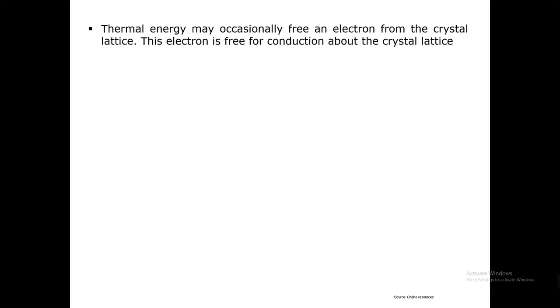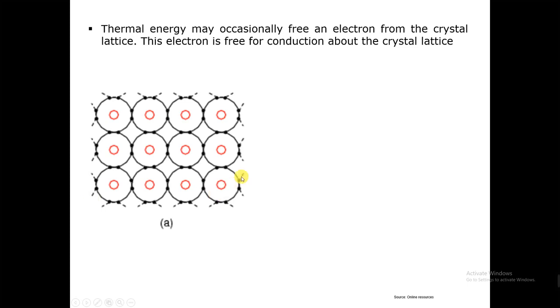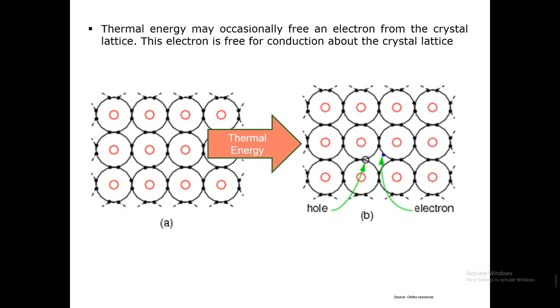Thermal energy may occasionally free an electron. This is the silicon crystal lattice, and we have no free electrons here. However, if we apply thermal energy, if we heat up this structure, then the resulting silicon crystal lattice will look like this one.